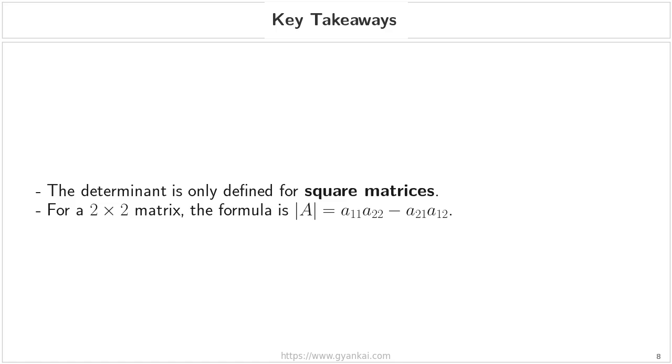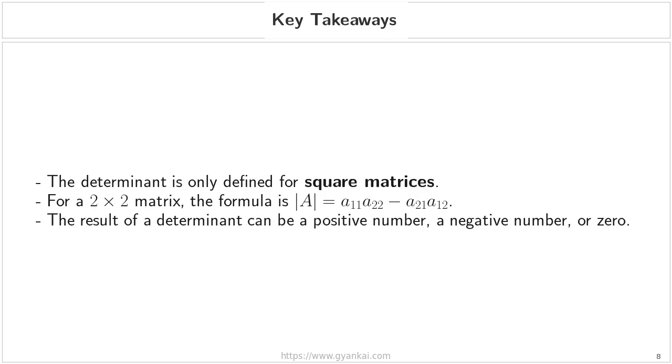Next, let's recap the core formula we've been working with. For a 2x2 matrix, which we've called A, the determinant of A is equal to the element in the first row, first column, multiplied by the element in the second row, second column, minus the element in the second row, first column, multiplied by the element in the first row, second column. It is that specific pattern of the main diagonal minus the off-diagonal that we must always follow.